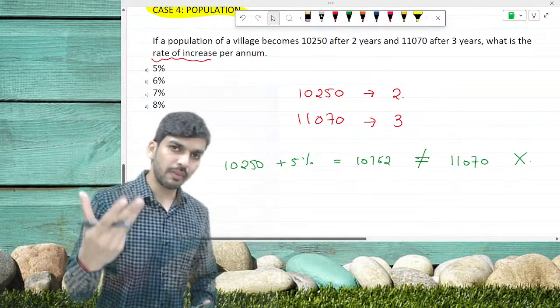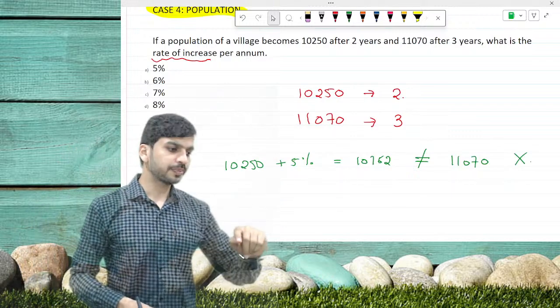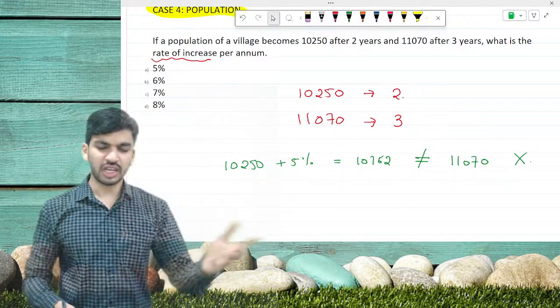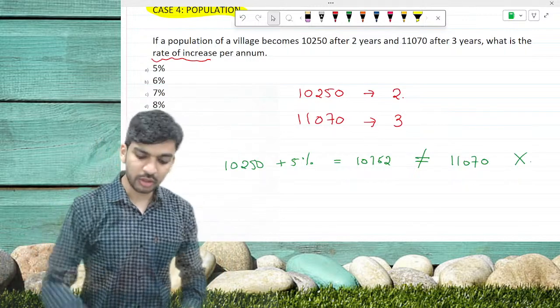Yes, you have to remember that formula, that T is equal to 0.35 plus 69 upon R. You have to remember that formula. Let's come back to this question.